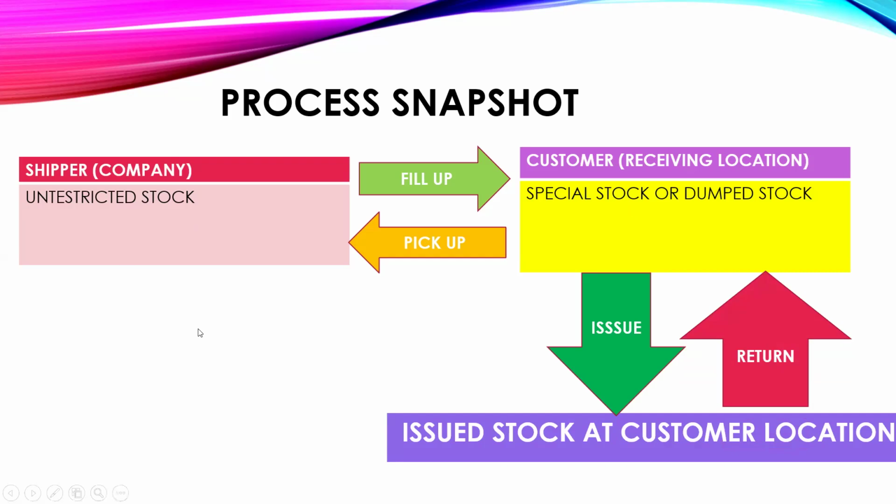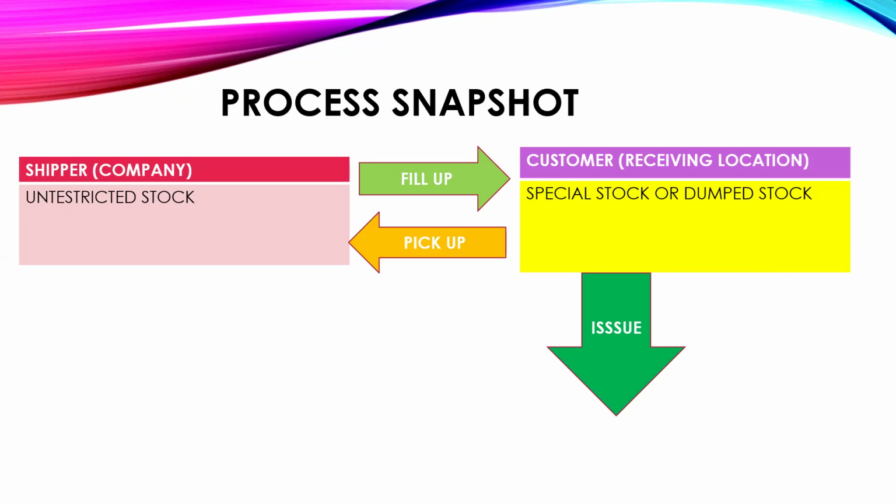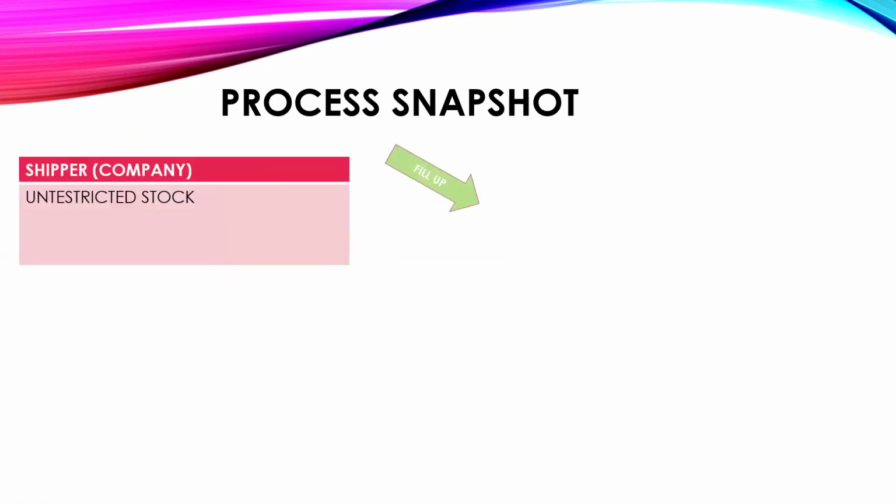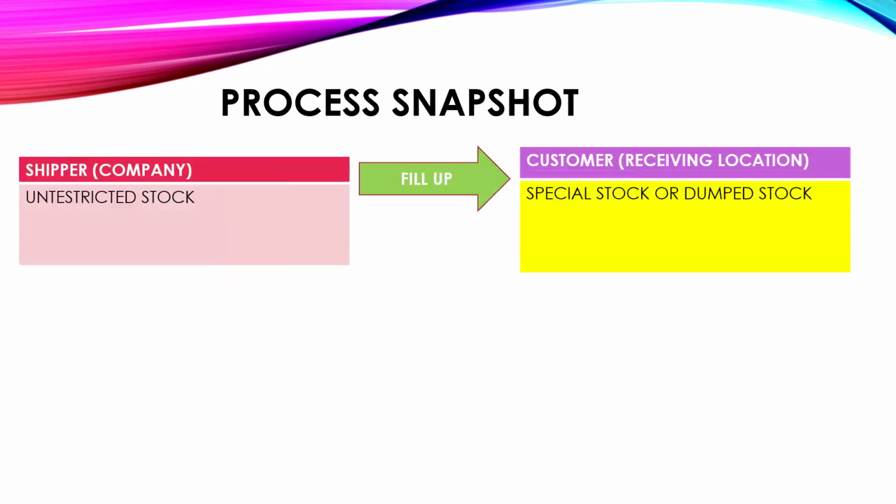This is how it works. I think you understood the process. So what are the processes involved? As I said, let me show you again. The process starts like this: you have unrestricted stock at the company. So you're filling up at the customer location as a special stock or dumped stock.